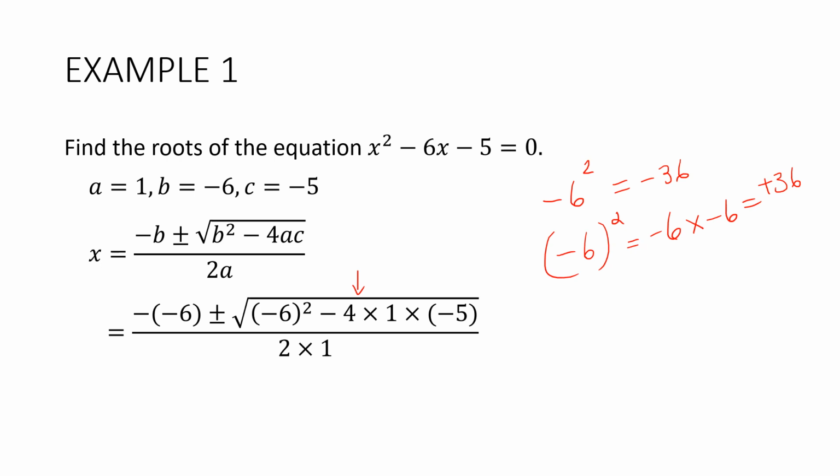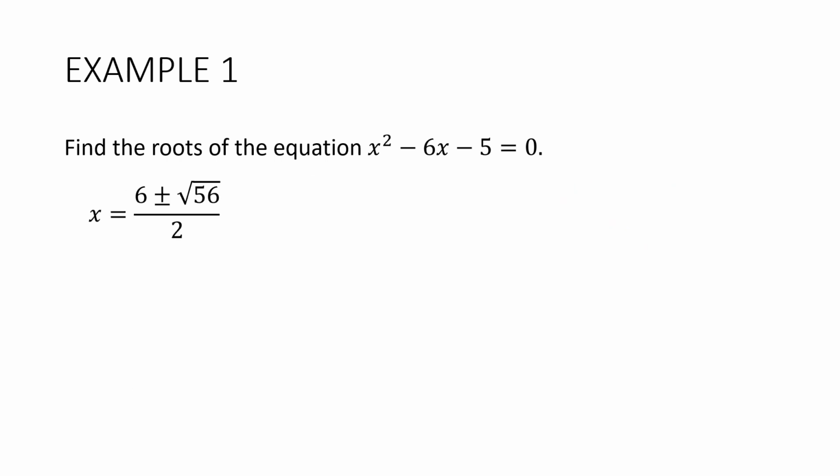Tidying all of that up, we end up with 6 plus or minus the square root of 36 plus 20, which is 56, all over 2. Now we need to simplify this. Now thinking back to the work you did on surds and indices at the beginning of Year 9, hopefully you remember how to simplify a surd. We are looking for the highest perfect square that goes into 56.